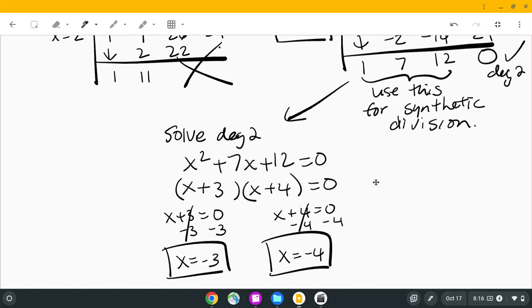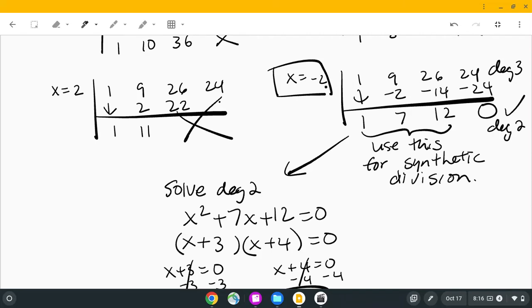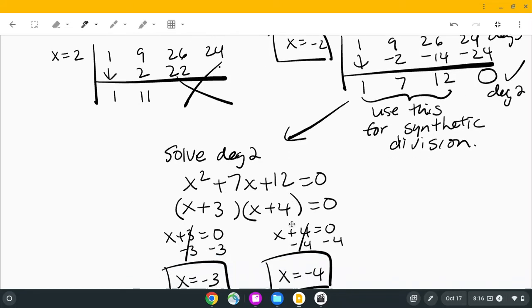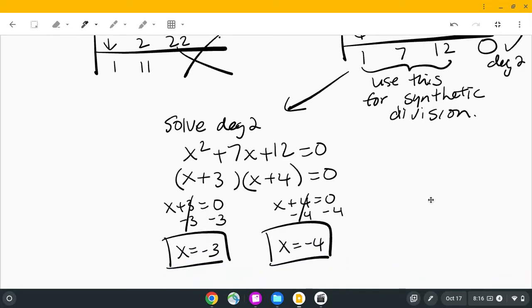Okay. So again, once you find one solution to the degree 3, you can use this degree 2 however you want. You could keep doing synthetic division using this here, or you could use this here and try factoring it, or using the quadratic formula. It's up to you.